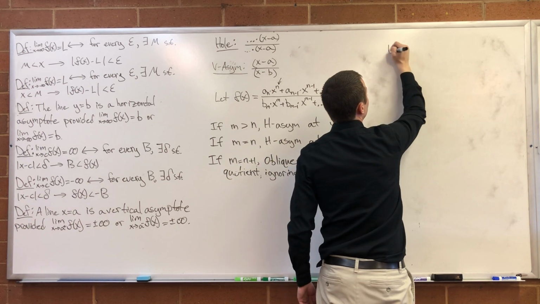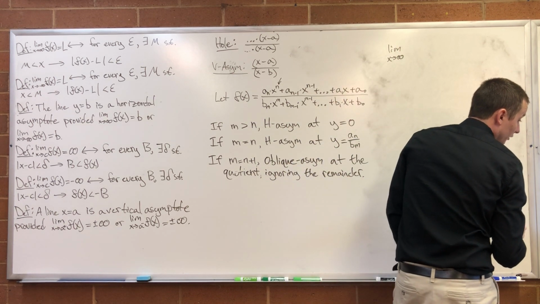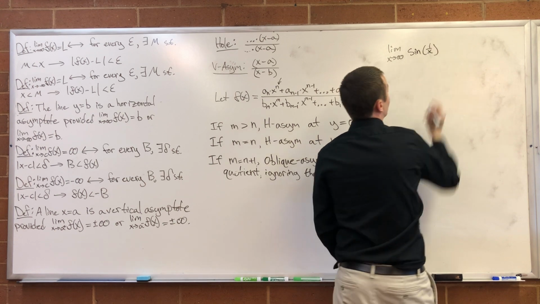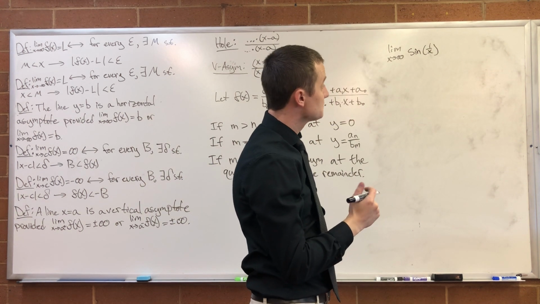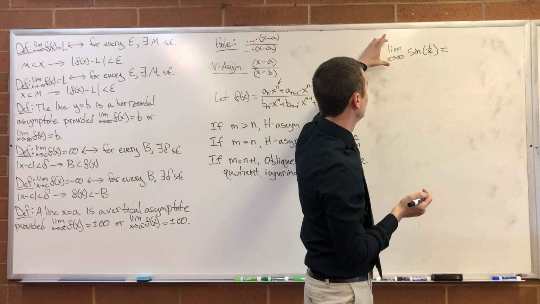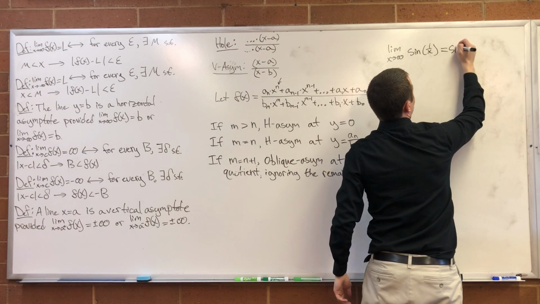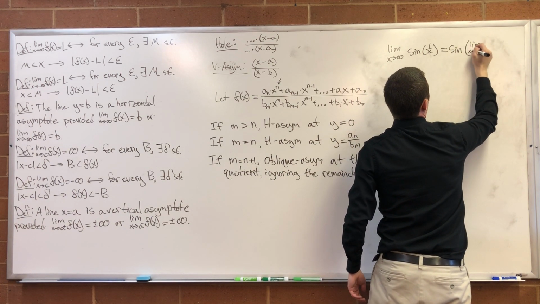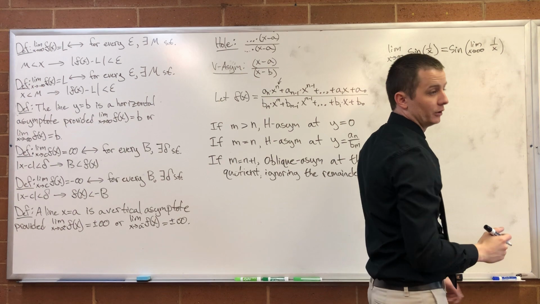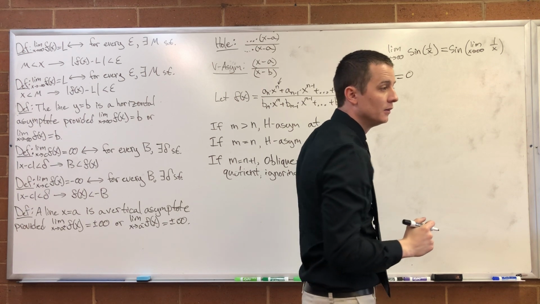We want the limit as x approaches infinity of sine of 1 over x, right? Now remember what we ended last week with, or close to the end of last week, is if we have the limit of a function, then we can put the limit inside the function. So this is the same as the sine of the limit as x approaches infinity of 1 over x, right? And now, what is the limit as x approaches infinity of 1 over x? 0. What sine of 0? 0. So we're putting 0. Follow that? Yeah.